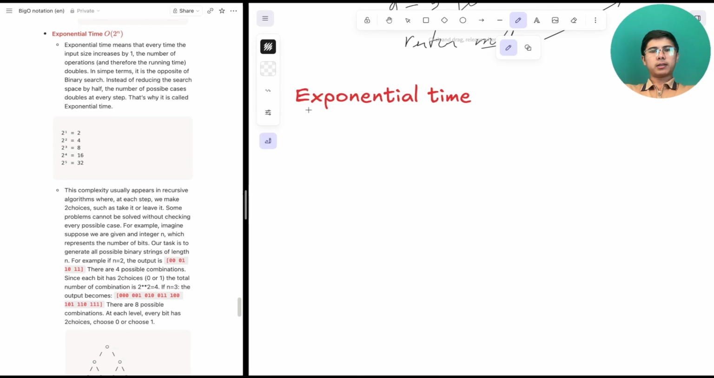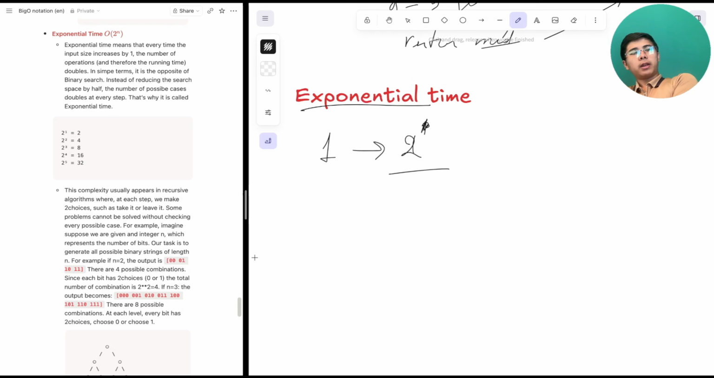The next complexity type is exponential time. That means every time the input size increases by 1, the number of operations, and therefore the running time, doubles. That means 2 to the power of n. In simple terms, it is the opposite of binary search. Instead of reducing the search space by half, the number of possible cases doubles at every step. That is why it's called exponential time.